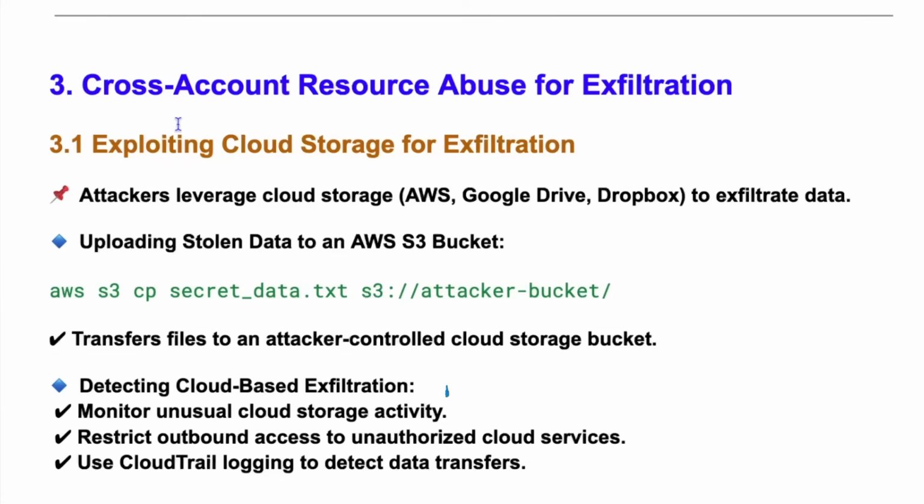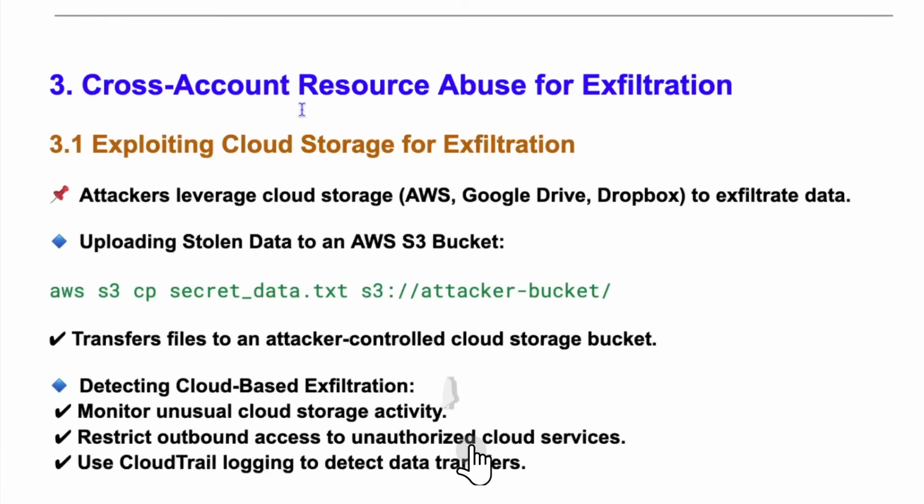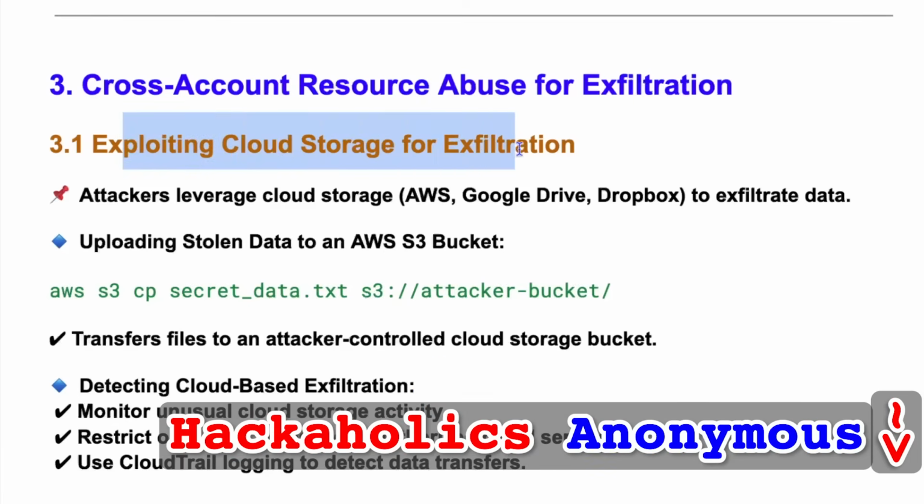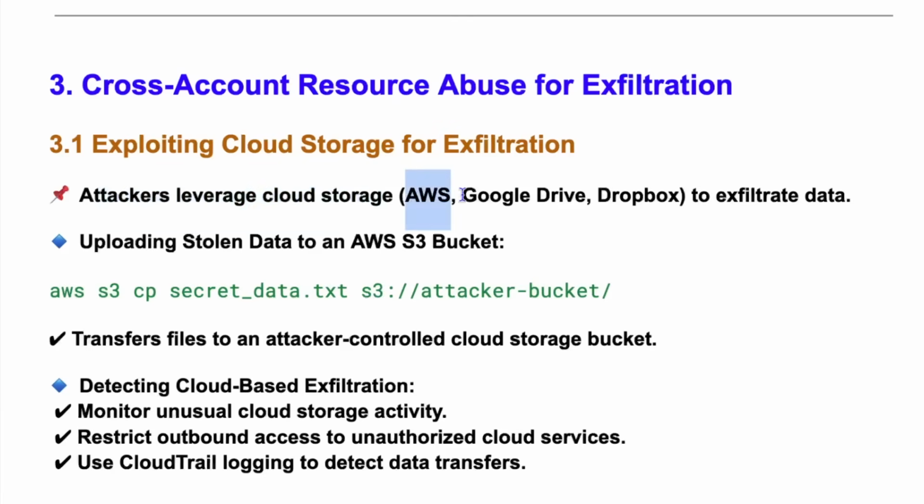Our final tactic here is the cross-account resource abuse for exfiltration. That just sounds extremely complicated. So the first one is to exploit cloud storage for exfiltration. Attackers can leverage cloud storage like AWS, Google Drive, Dropbox to exfiltrate data. And uploading stolen data to an AWS S3 bucket is as simple as calling on AWS, the command line tool, assuming that it's installed on the machine.